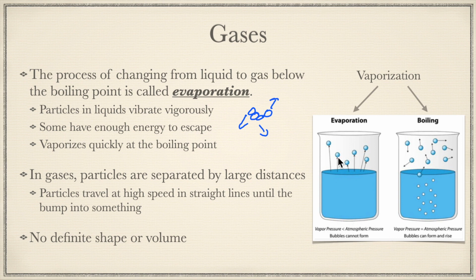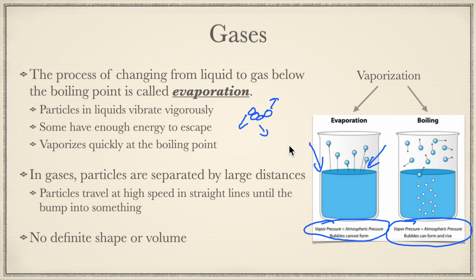Now it gets a little complicated, but we have something called vapor pressure. Vapor pressure is the pressure that the vapor itself would push back down on the surface of the liquid. Below the boiling point, the vapor pressure is less than the atmospheric pressure. So evaporation occurs here. Once the vapor pressure equals the atmospheric pressure, then bubbles can form and rise, and that's when things actually boil.